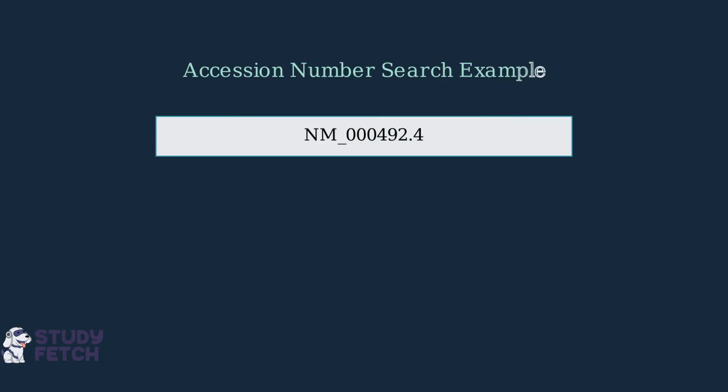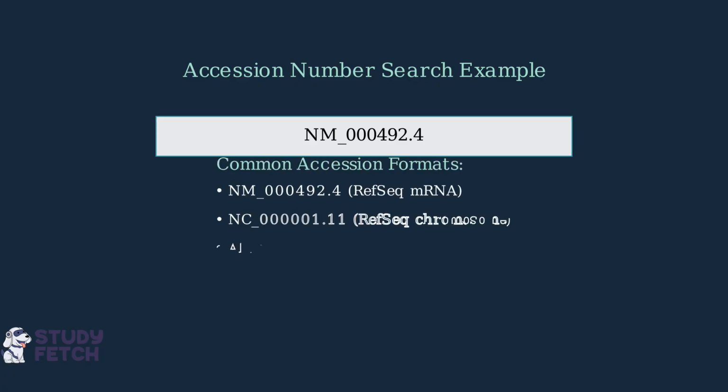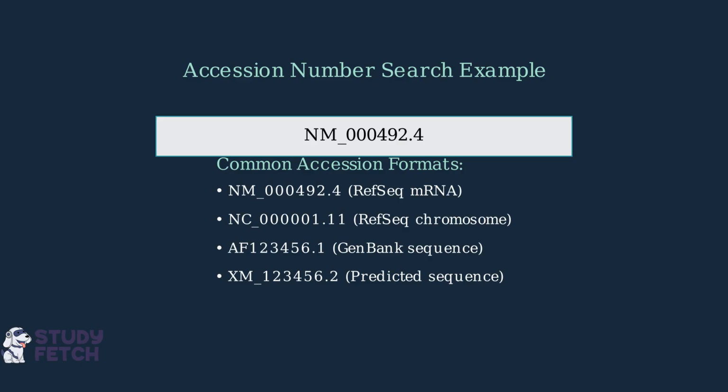Let's look at how accession number searches work in practice. Accession numbers are unique identifiers assigned to each sequence in the database. These come in different formats, depending on the type of sequence and database source.